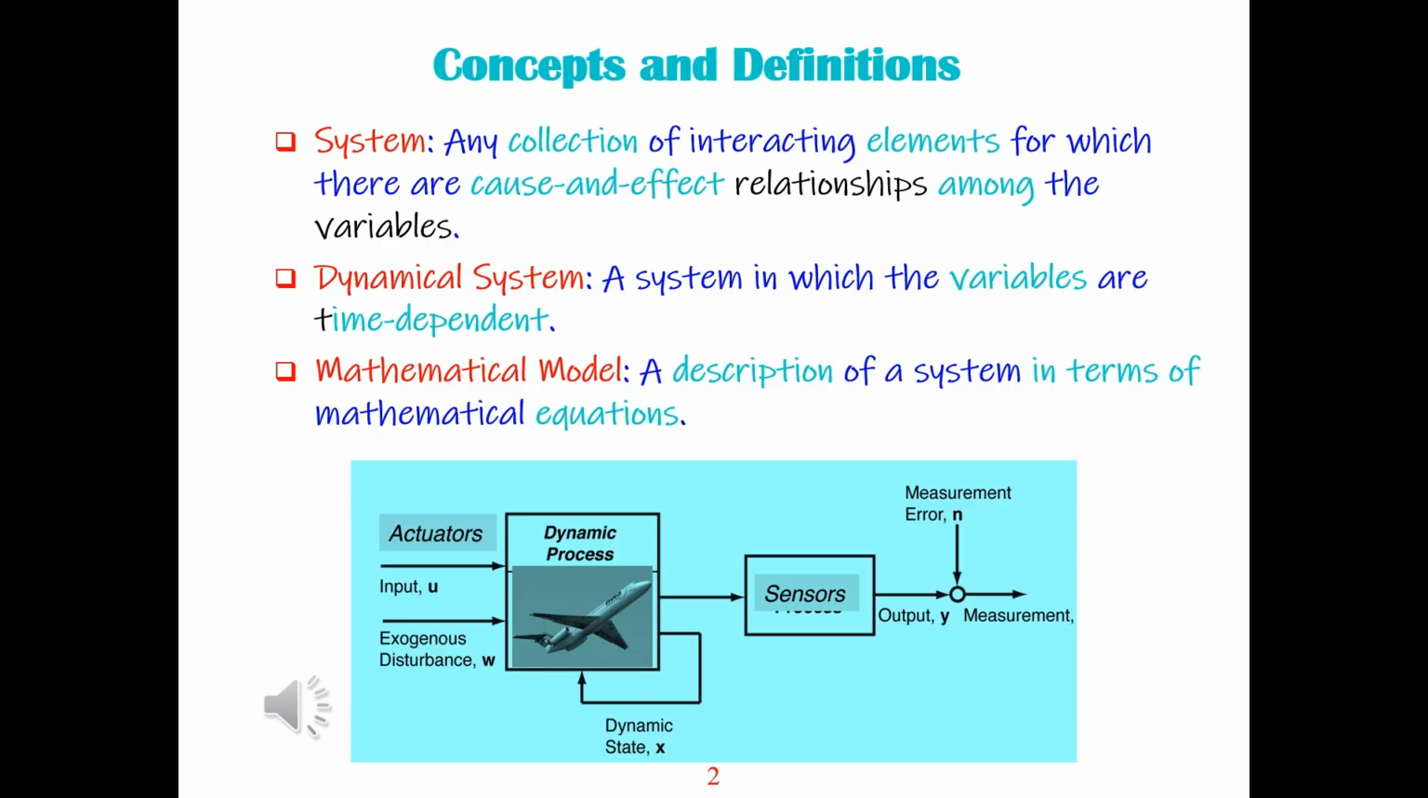Let's begin with the idea of a system. A system is simply any collection of interacting elements where the variables are connected through cause and effect relationships. In other words, when one part changes, it influences the others. Now, when those variables depend on time, we call it a dynamical system. This means the system evolves, step by step, as time moves forward.